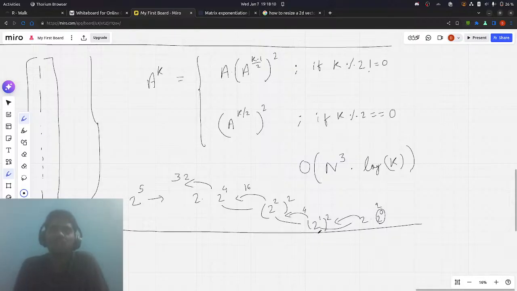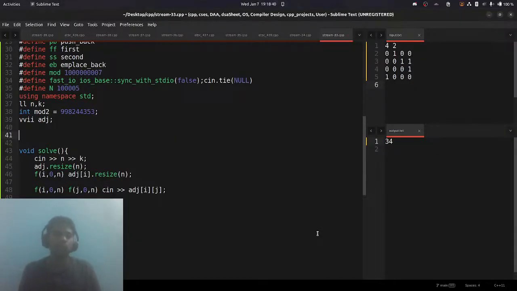So basically 1 plus log base 2 of n, that will be the time complexity at most for binary exponentiation. Of course, for a matrix it will be n cube times 1 plus log k. Again, we will need a helper. This is my first time actually writing a matrix exponentiation code.